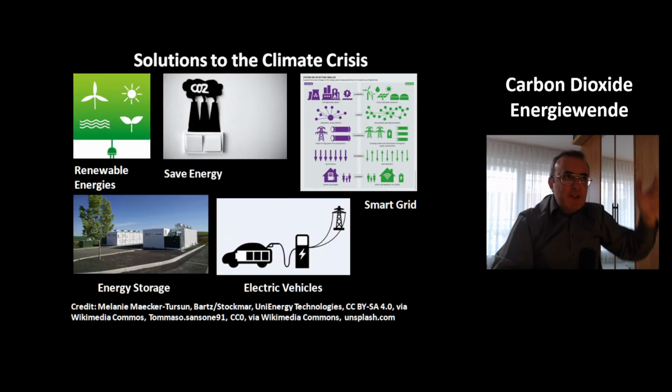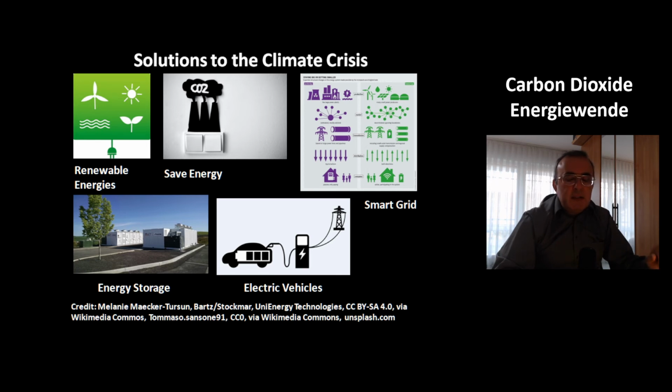These are the solutions to the climate crisis. You need renewable energies: solar, wind, hydropower. You need to save energy. There's, for example, a known problem, the standby consumption of electronic devices like TVs and computers. This must be solved. Another solution is the smart grid. We need to democratize the grid. Everybody should be able to participate in the grid, to transfer energy to the grid and get it back from the grid. We need energy storage, for example, battery systems, but there are also other storage forms for energy.